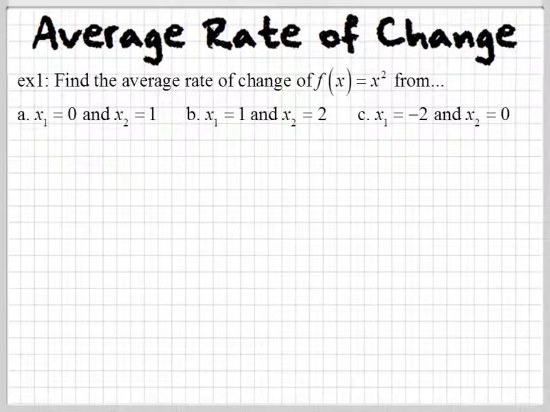Okay, we have something like this. It says, find the average rate of change of this function. And this is the information that they give you. The problem is, you guys know the average rate of change is slope, but there's no points. They only give us the x values. Can we find points?